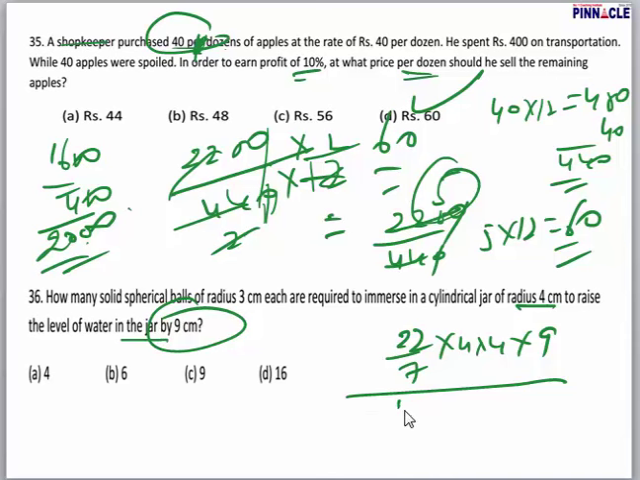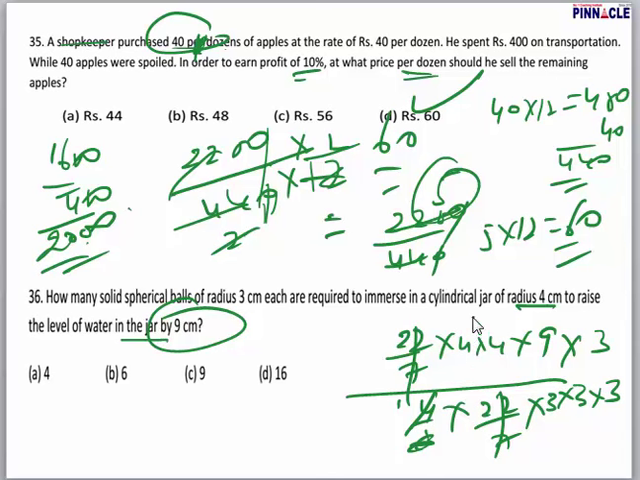So the volume of a sphere is 4 by 3 into pi into r cube, 3 into 3 into 3. So pi and pi cancel, 4 and 4 cancel, 27 and 27 cancel. 4 is the answer. A should be the answer.